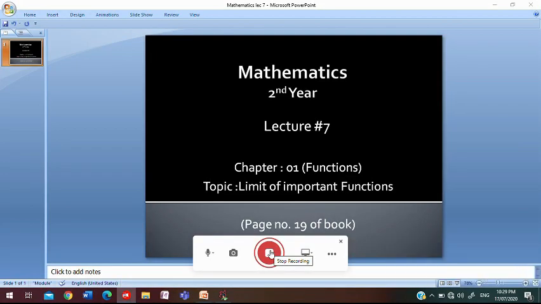Today we have our seventh lecture, chapter number 1, and today's topic is limit of important function. This topic is at page number 19 of your book. Now, limits of some important functions.